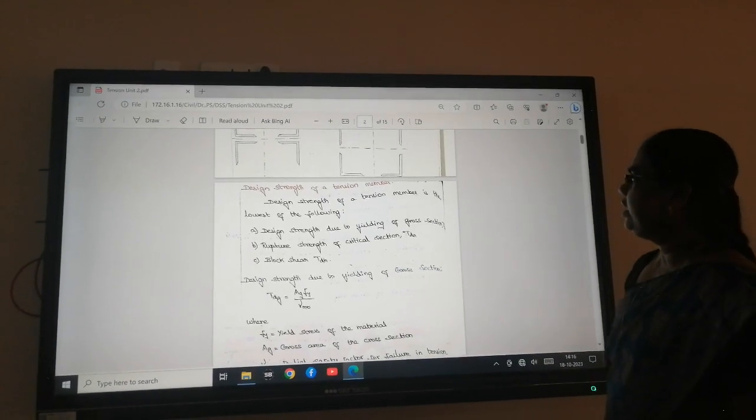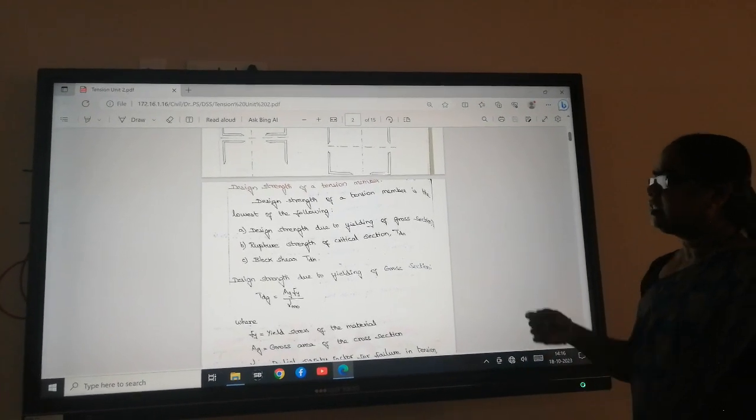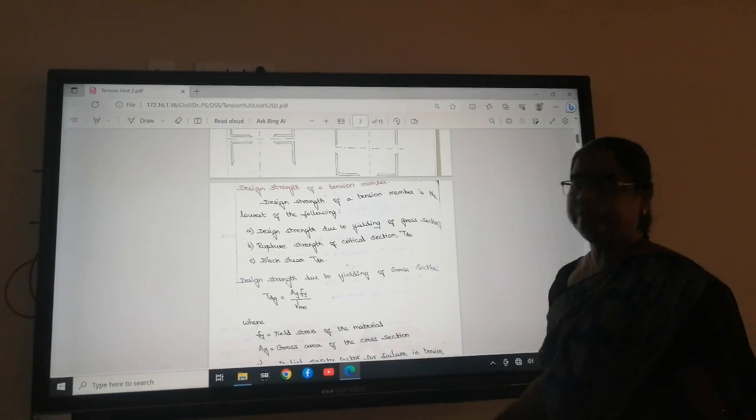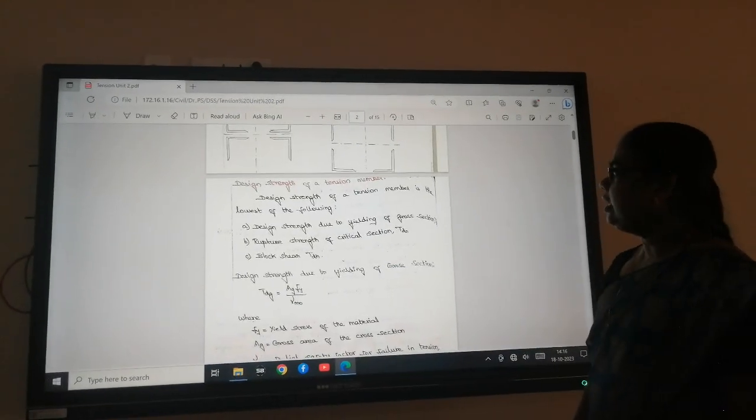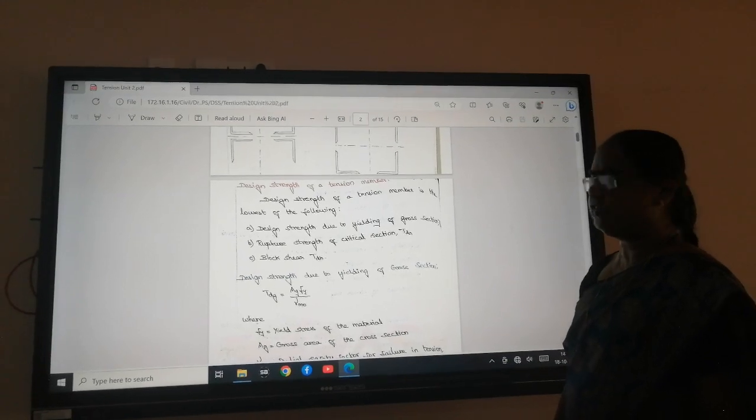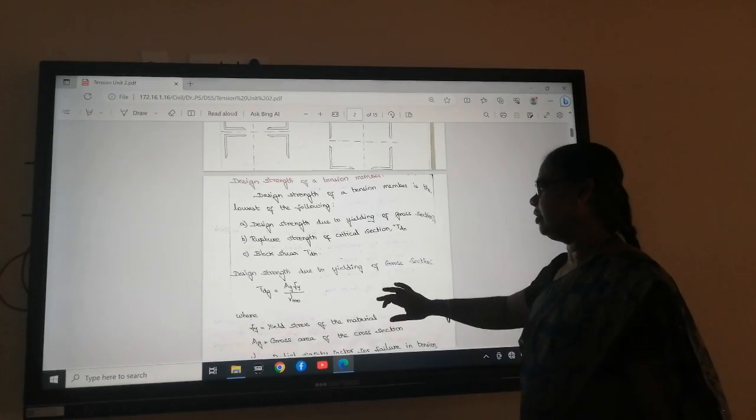Next, design strength of a tension member. The design strength of a tension member is the lowest of the following strength values. That is three categories. First one is the design strength due to yielding of cross section, rupture strength of critical section and block shear.